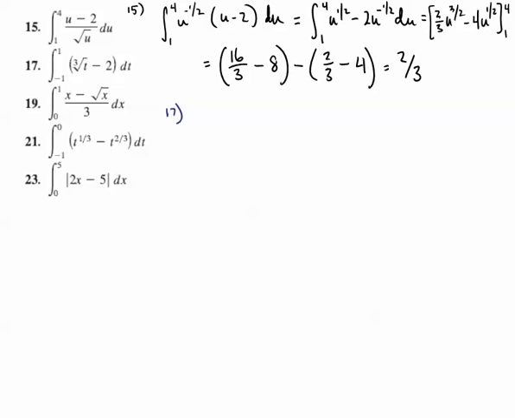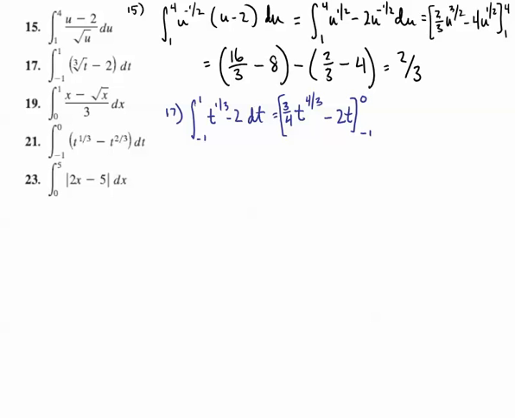Number 17 also is going to require a simple rewrite. So we're going to start with the integral from -1 to +1 of the cube root of t, so that would be t to the 1/3 minus 2 dt. And we're ready to begin to find the antiderivative now. So we're going to add 1 to 1/3. That gives us t to the 4/3 divided by 4/3, which is the same as multiplying by 3/4, and then minus 2t. And we want that antiderivative from -1 to 0.